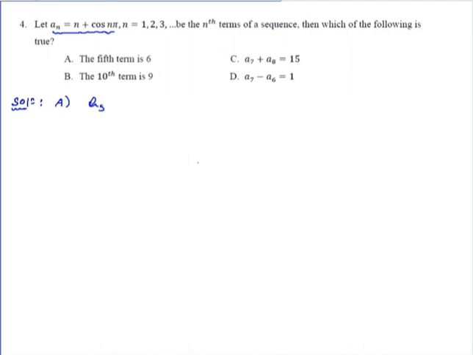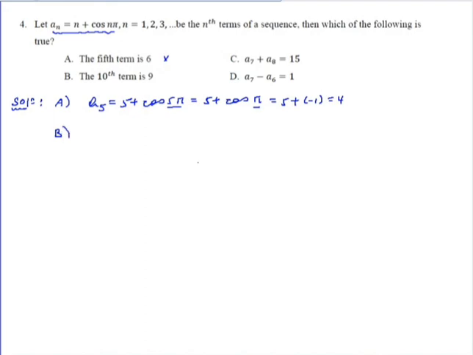The fifth term means whenever you put n equals 5, substitute 5 in place of n. Okay, the fifth term is equal to 5 plus cos 5 pi. So this is the same as 5 plus cos pi. Cos 5 pi and cos pi are coterminal. So this is 5 plus -1. The result is 4. So A cannot be a true statement.